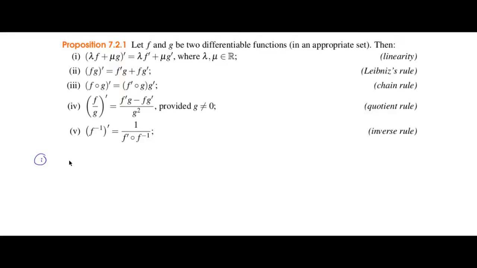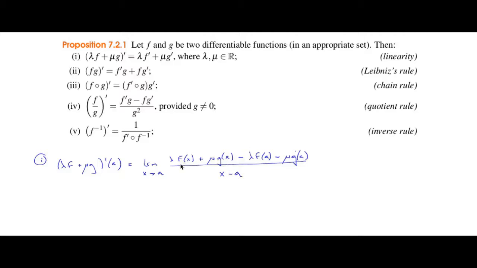Right. So the first one goes straight from the linearity of the limits. Okay, so we want to evaluate the derivative of this function lambda f plus mu g, where lambda and mu are real numbers, at a point a. Applying the definition, this is the limit when x goes to a of lambda f(x) plus mu g(x) minus lambda f(a) minus mu g(a), all of this divided by x minus a.